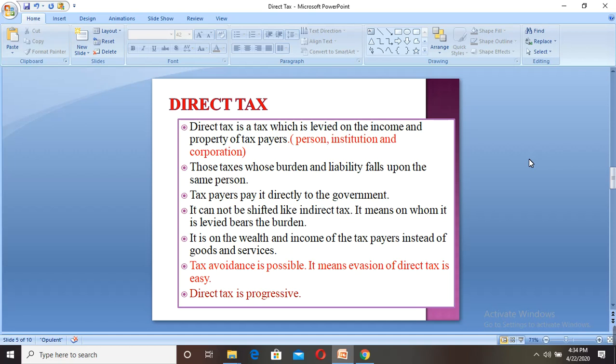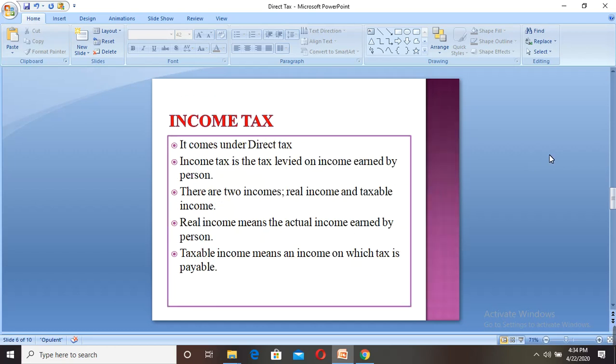Direct tax is always progressive. It is called a progressive tax. In what sense is it called a progressive tax? The more the person earns, the more the person has to pay tax to the government. So it is called a progressive tax. Let me share the next slide.